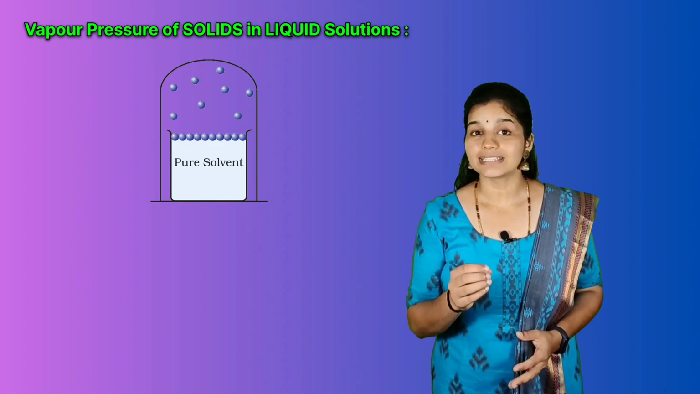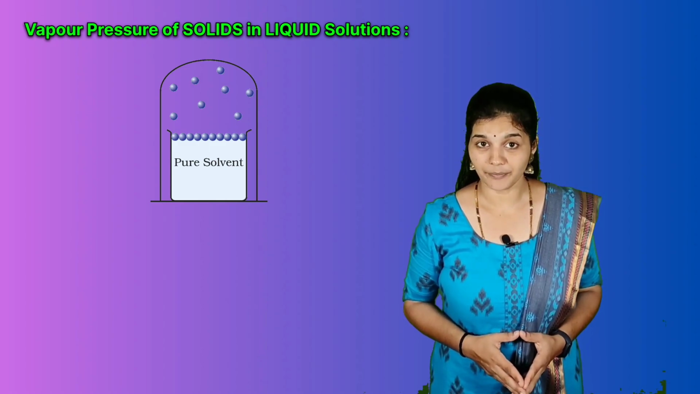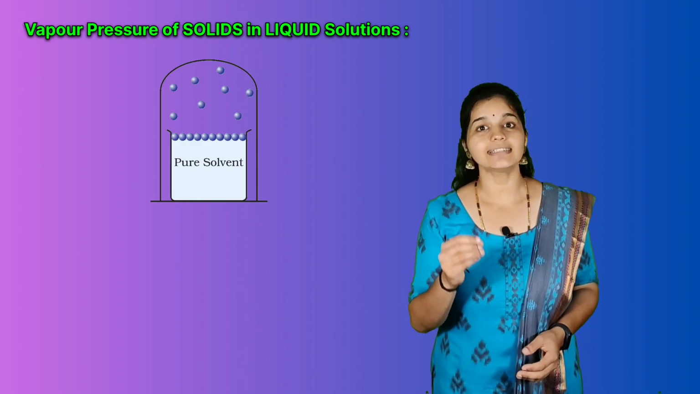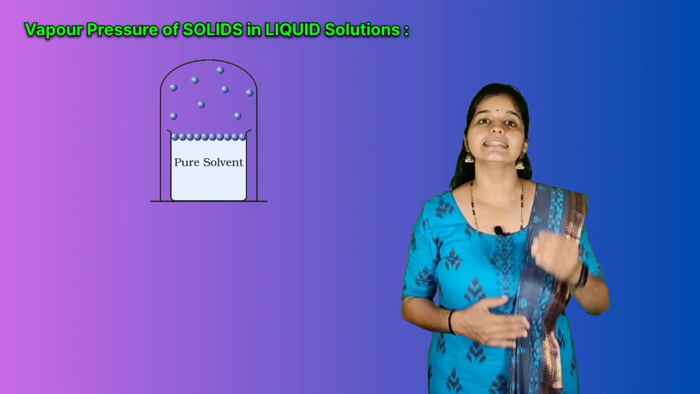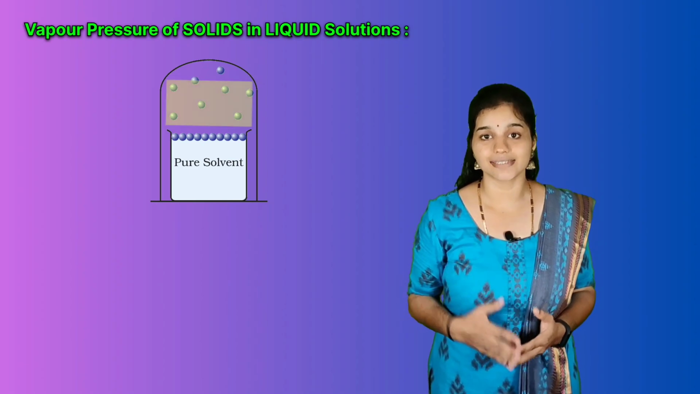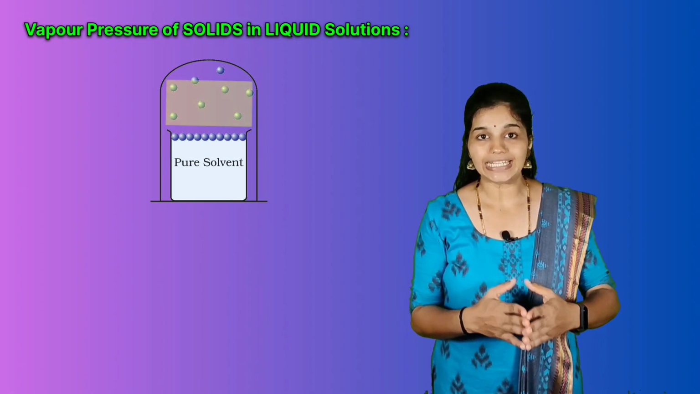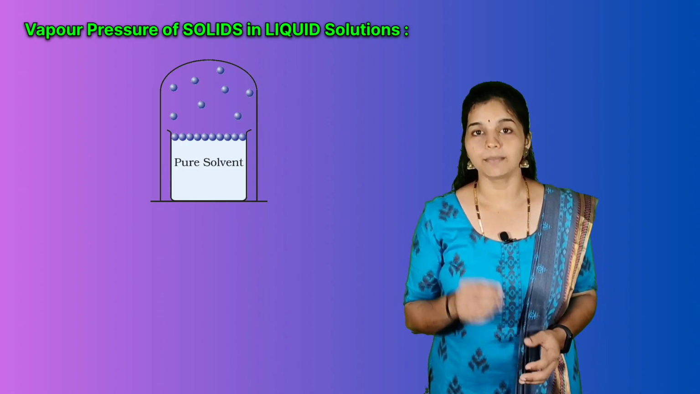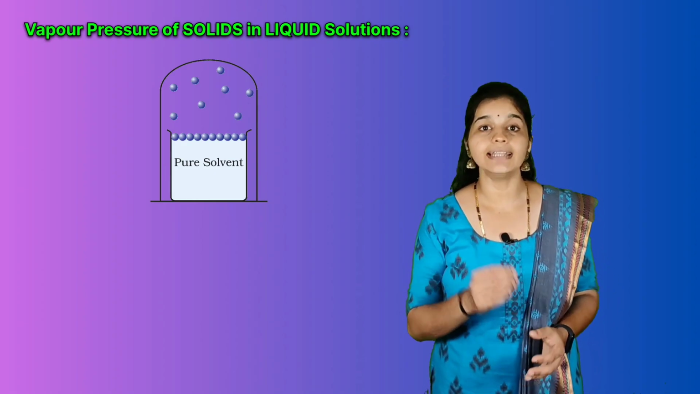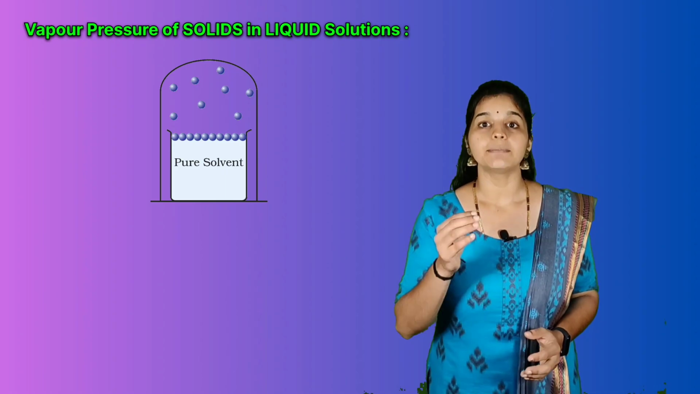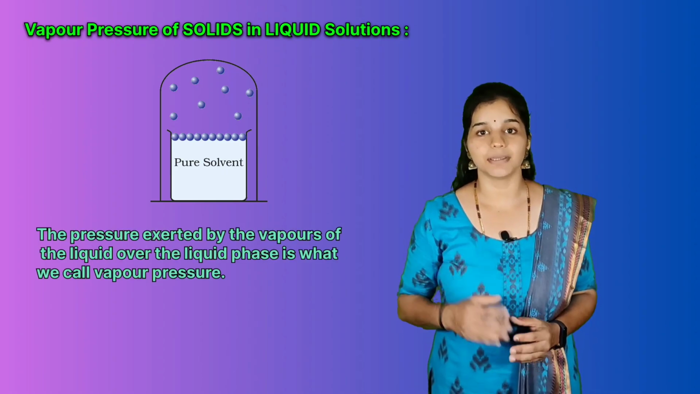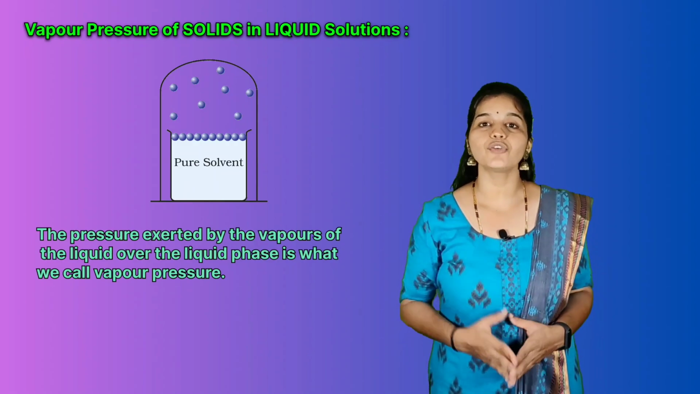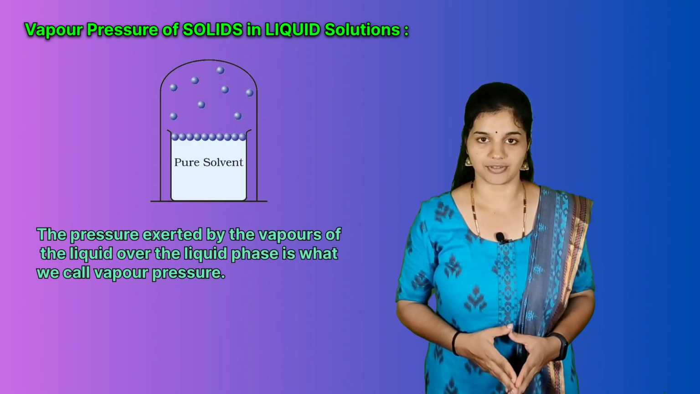Do you remember what vapor pressure is? Liquid will be vaporized at a given temperature and these vapors will exert pressure on the liquid phase. And when there is an equilibrium between the vapor phase and liquid phase, the pressure exerted by the vapors of the liquid over the liquid phase is what we call vapor pressure.